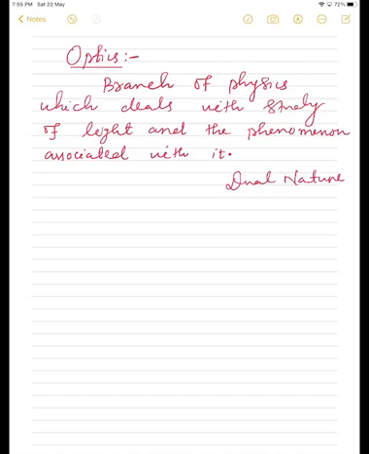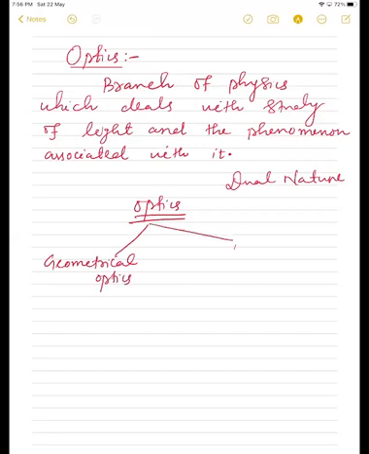If the light is treated as a particle, then optics is subdivided into geometrical optics, which is also known as ray optics, and another one is physical optics. So the study of optics, on the basis of the nature of light and the different phenomena, can be divided into, students, geometrical optics and another one, physical optics. Correct.